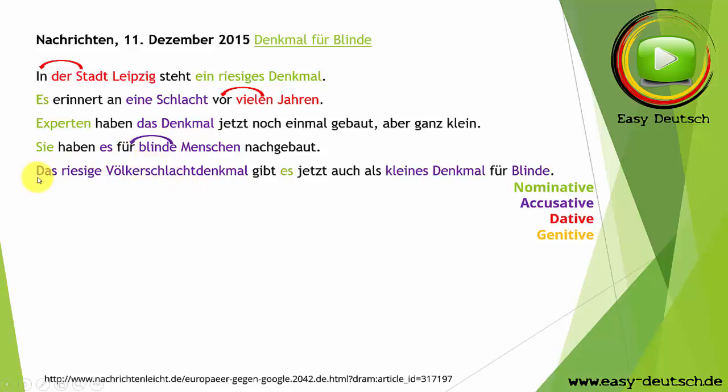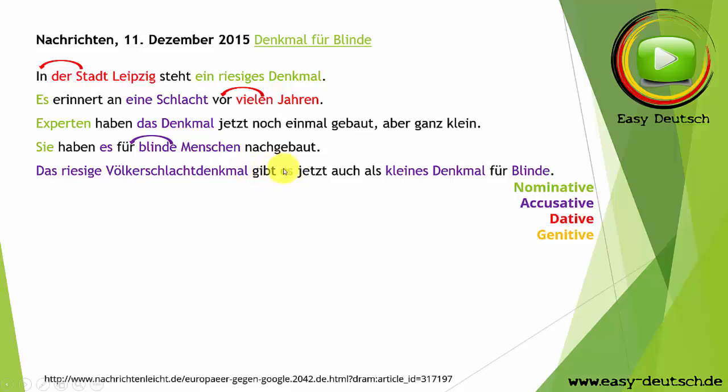Next sentence. Das riesige Völkerschlacht-Denkmal gibt es jetzt auch als kleines Denkmal für Blinde. So the huge so-called Völkerschlacht-Denkmal, the Battle of the People Memorial, exists now even as a small memorial for blind people. Das riesige Völkerschlacht-Denkmal is accusative case because it's the direct object of the verb geben, gibt.